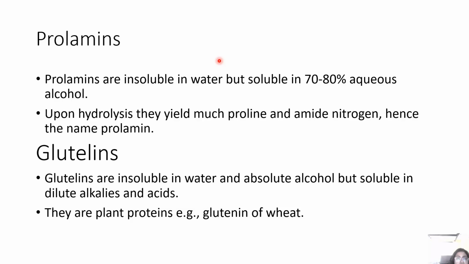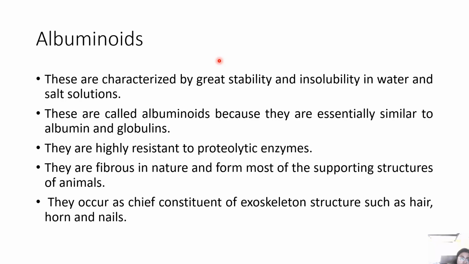Prolamines are insoluble in water but soluble in 70 to 80% aqueous alcohol. Upon hydrolysis, they yield much proline and amide nitrogen, hence the name prolamine. Glutelins are insoluble in water and absolute alcohol but soluble in dilute alkalis and acids. They are plant proteins.